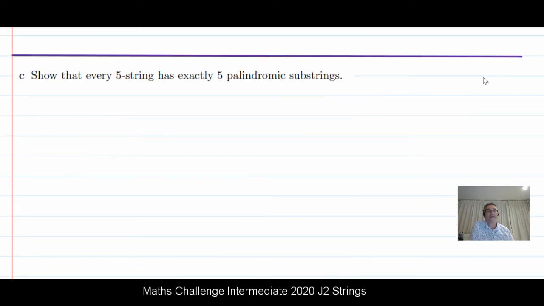Part C is asking us about every 5 string, and this time it's every 5 string, not just starting with A and B, all of them. Now it's a show question, so we could just list them all, and we're going to ask how many are there.